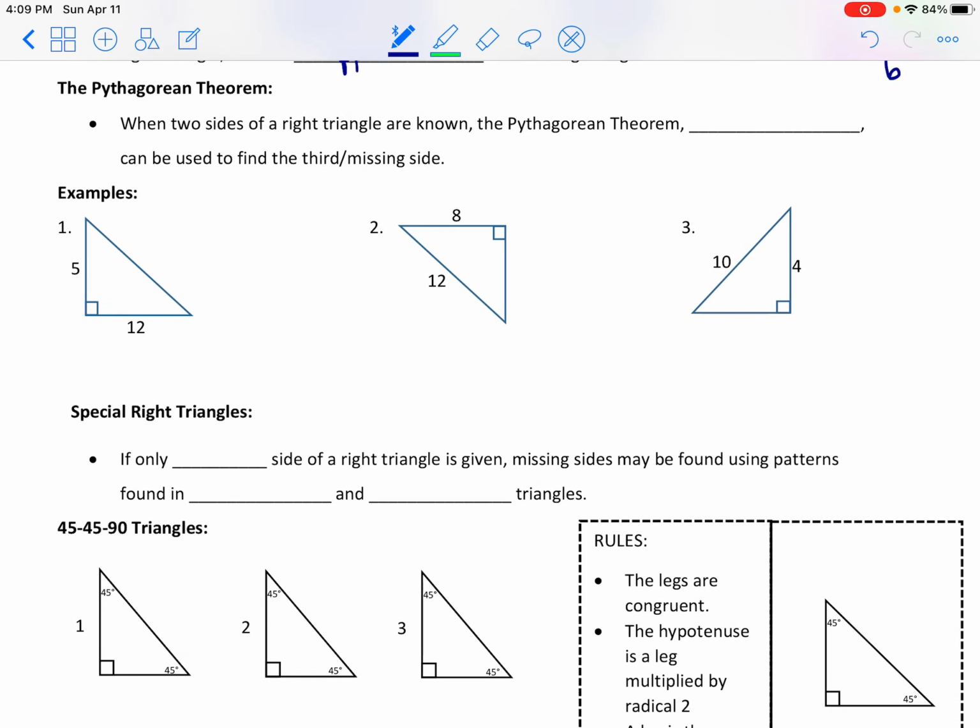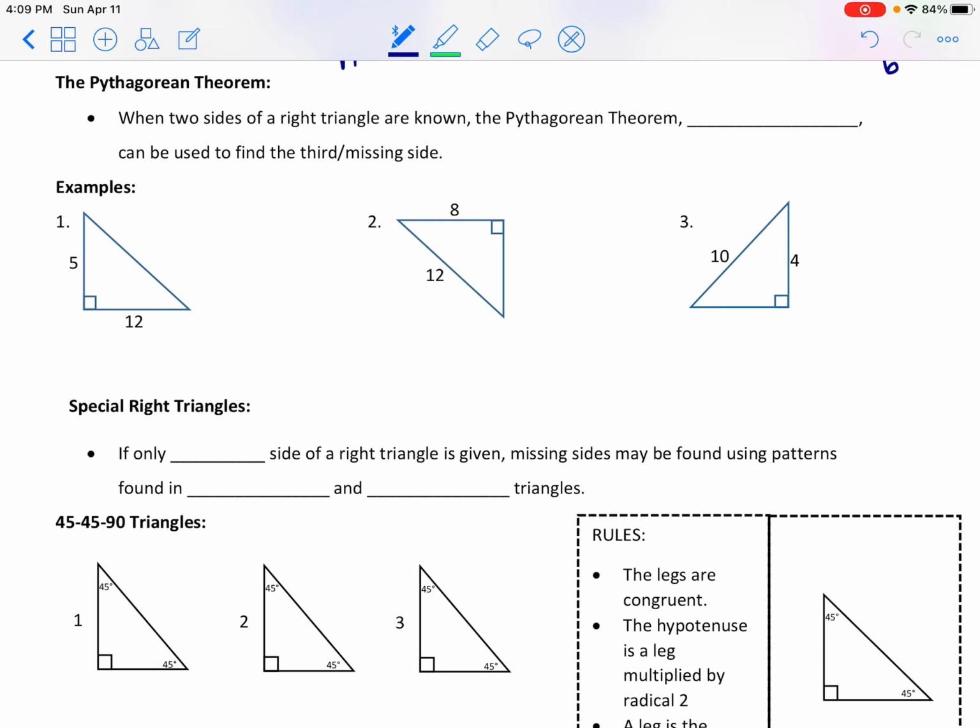So one of the easiest ways to find missing sides is using the Pythagorean theorem, and this can be used when two sides of the right triangle are known. So the Pythagorean theorem says that a squared plus b squared has to equal c squared. That is, the sum of the squares of the legs of the right triangle will equal the square of the hypotenuse. And again, this can only be used if we know two sides, and then we solve for the third side.